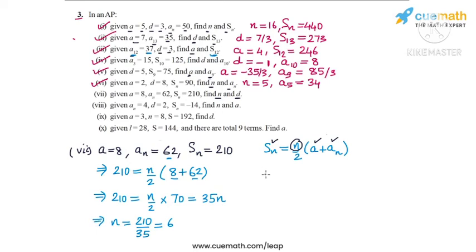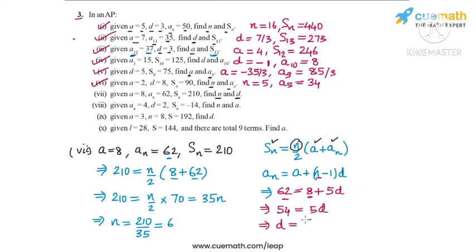And now we can find d using the relationship an is equal to a plus n minus 1 times d. So if we plug in the values now, we have an is 62, a is 8, plus n is 6, so n minus 1 is 5, so 5d. And from here we get 62 minus 8 is 54, so 54 is equal to 5d, and hence d is equal to 54 by 5. This will be equal to 10.8. So d is equal to 10.8.